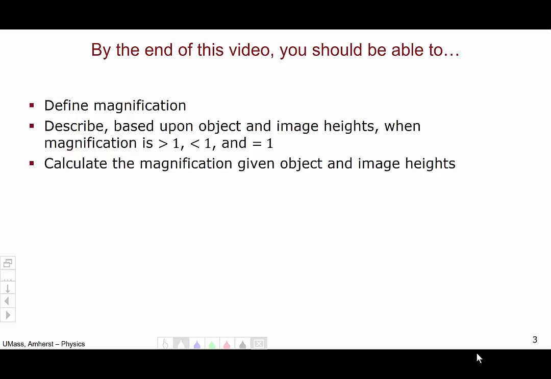By the end of this video, you should be able to define magnification and describe, based upon object and image heights, when the magnification is greater than 1, less than 1, or equal to 1. And finally, given object and image heights, you should be able to calculate the magnification.